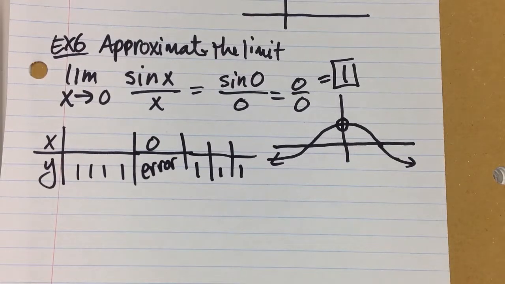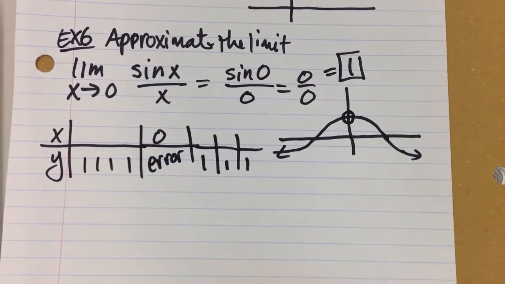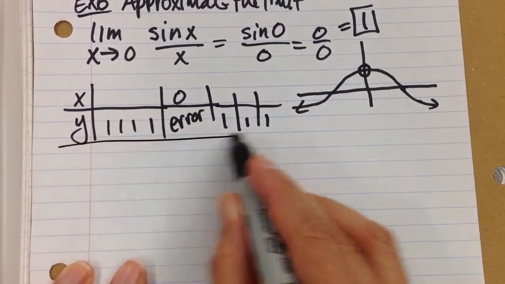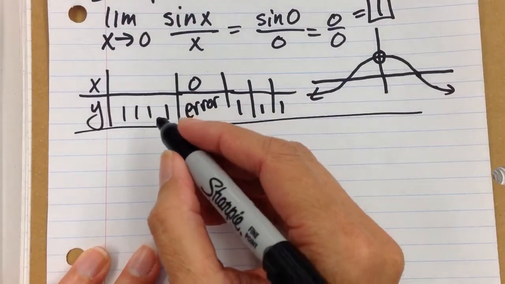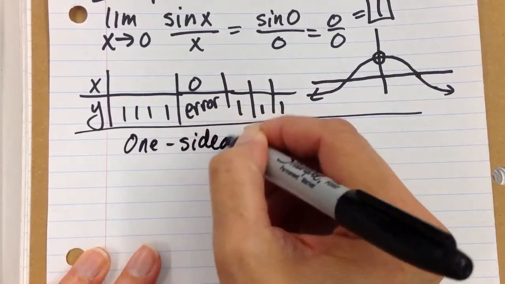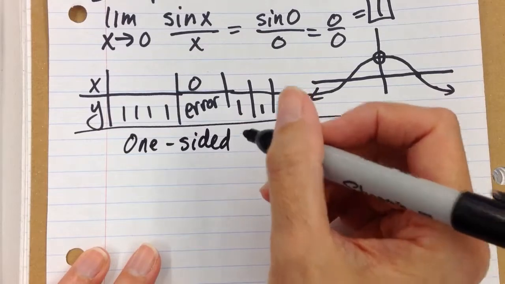Okay, and lastly, we need to talk about one-sided limits. Okay, one-sided limits. And what was that? You have to check the limits from both sides. Yeah. We just use one-sided limits to check the limit.